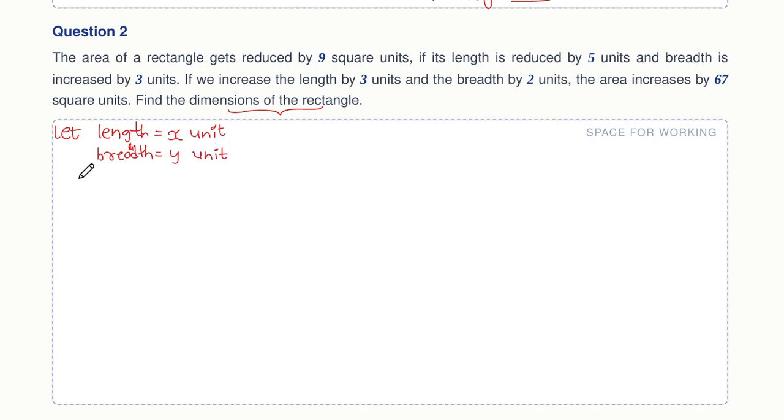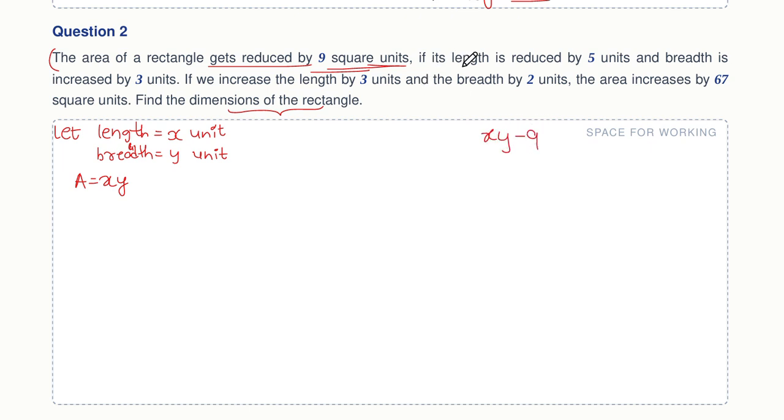So area is nothing but x multiplied by y. Area of the rectangle, length multiplied by breadth. Read the first statement. Area of the rectangle gets reduced by 9 square units. Okay, area means xy, that gets reduced by 9 means minus 9.